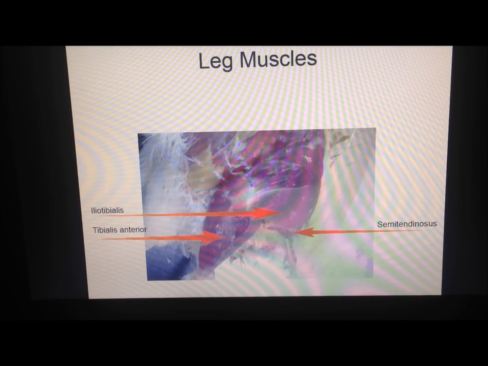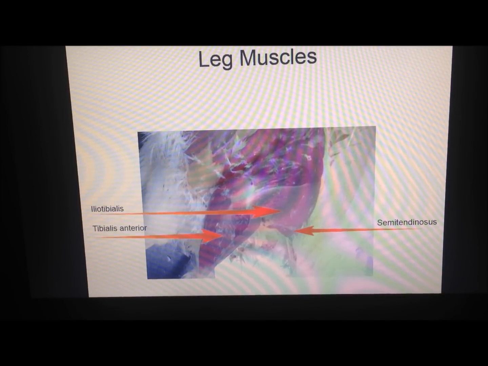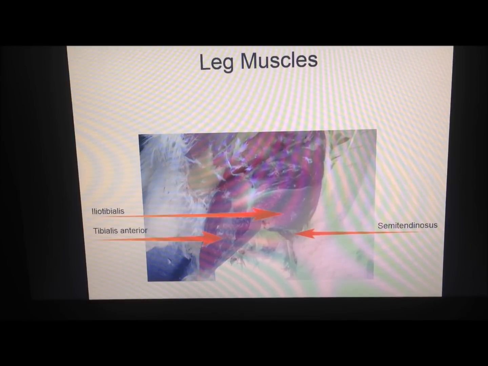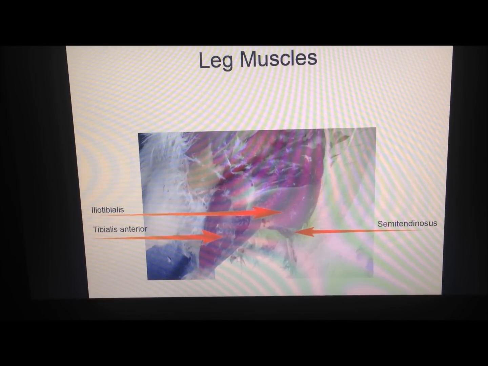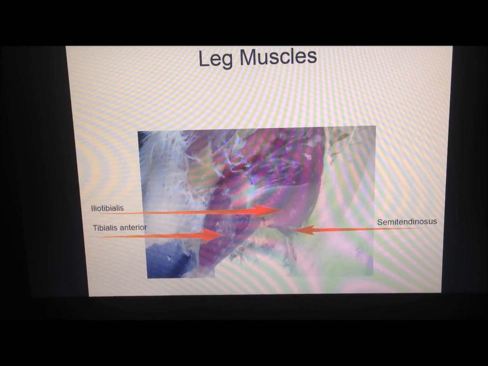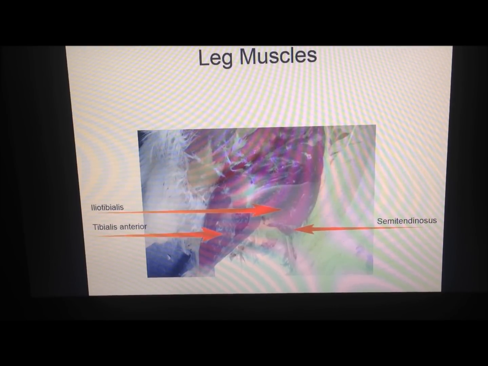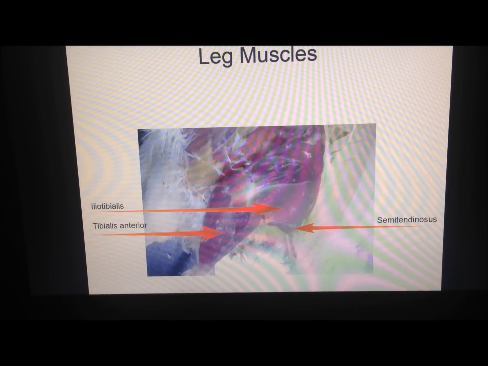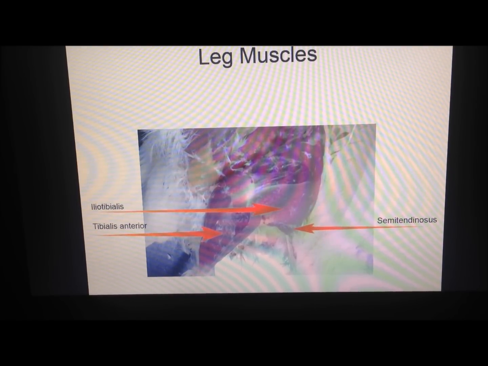Alright, continuing with leg muscles, we have the iliotibialis, which flexes the hip and extends the knee and lower leg. And then we have the tibialis anterior, which flexes the tarsometatarsus forward. And then we have the semitendinosus, which extends the thigh.